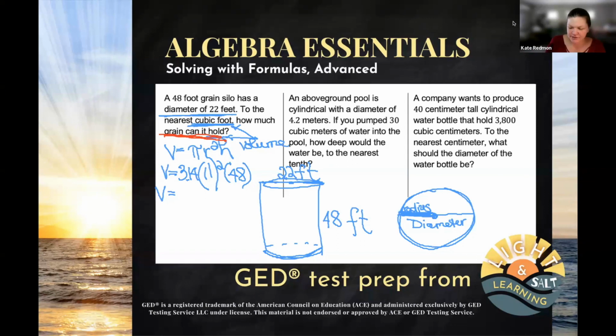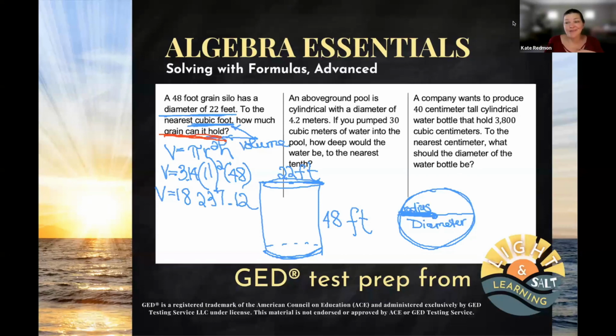But now I'm just going to type this whole thing into my GED calculator. I don't even need to show you on the screen because it's all straightforward. So 3.14 times 11, I open up parentheses, close it, and then square it by pressing the x squared button, open up parentheses with 48 inside, and I get a real big, ugly number, 18237.12. And this is simplified.